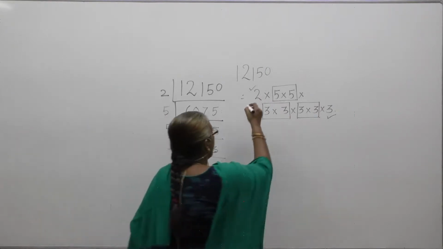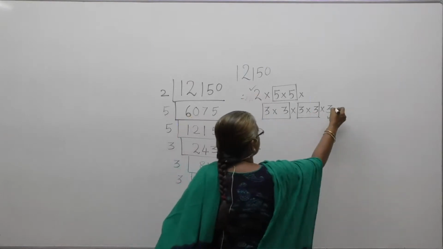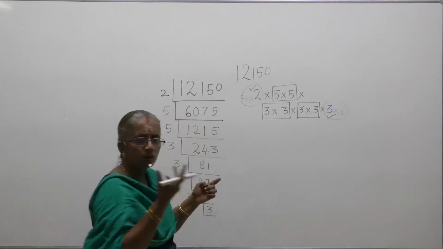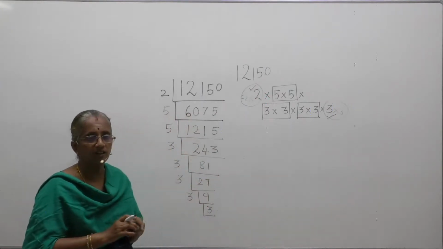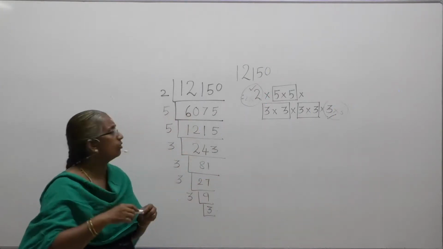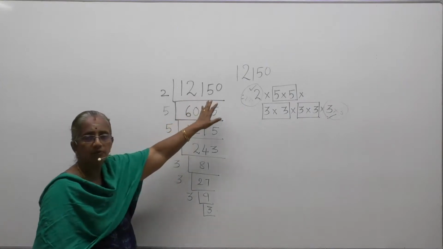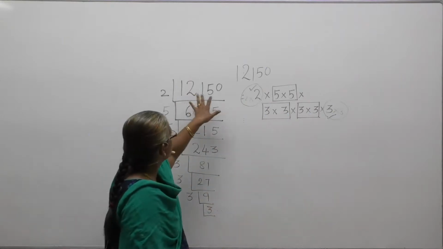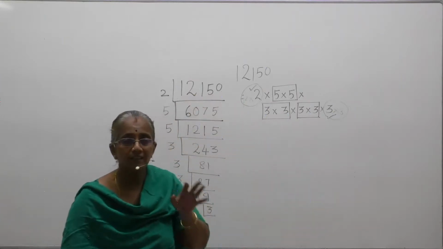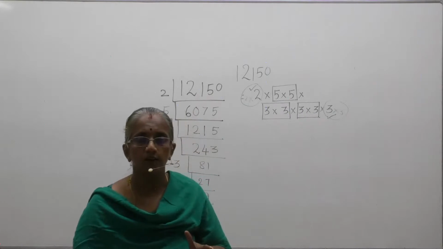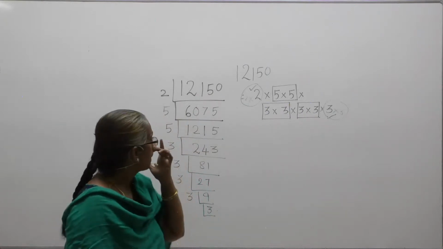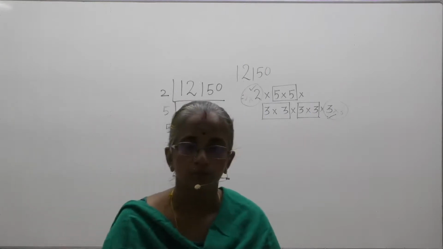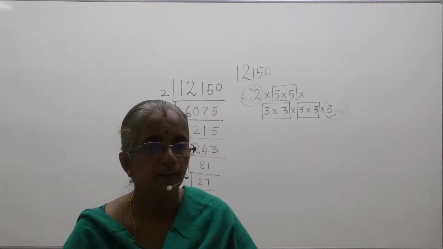Had you had this 2 and this 3, then you would have been able to pair. But 2 and 3 do not appear in the prime factorization. So by what number should you multiply 12,150 in order to make it a perfect square? You need to multiply 12,150 by 6 to make it a perfect square. That's all. Did you understand, students? Is it clear now?